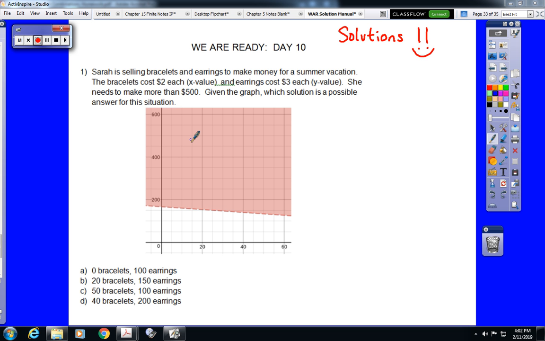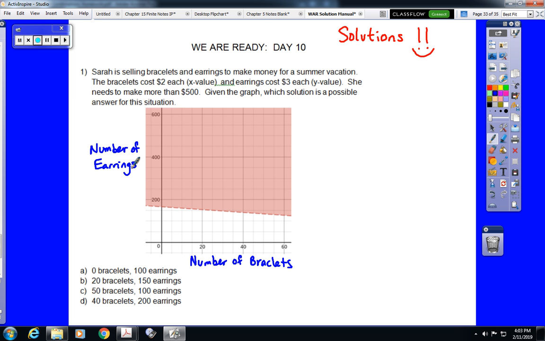Sarah is selling bracelets and earrings to make money for a summer vacation. The bracelets cost $2 each. Notice it says that that is the X value, meaning that even though it's not currently labeled, we could label the x-axis number of bracelets, and earrings cost $3 each. So the Y is representing our number of earrings that they're making. It says, given the graph, which solution is a possible answer for this situation?